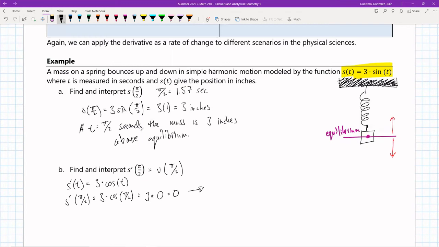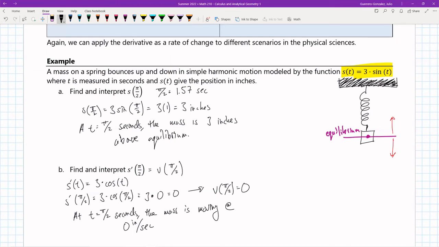So the velocity at pi over 2 is equal to 0. So at t equal to pi over 2 seconds, the mass is moving at 0 inches per second, aka it's not moving at all.